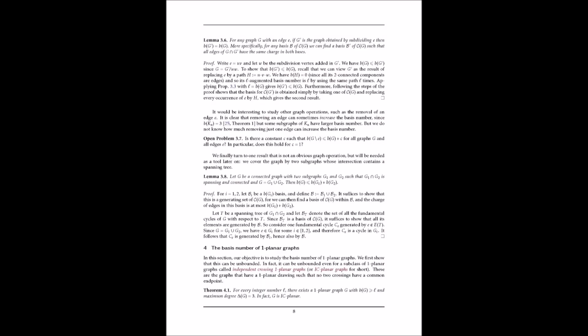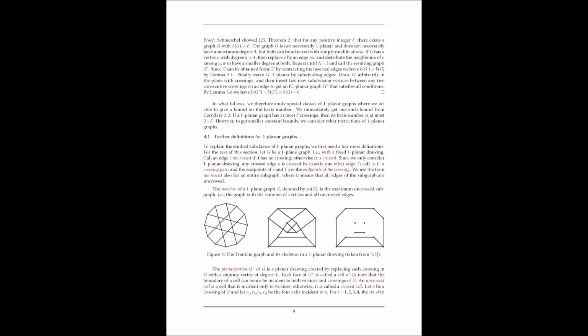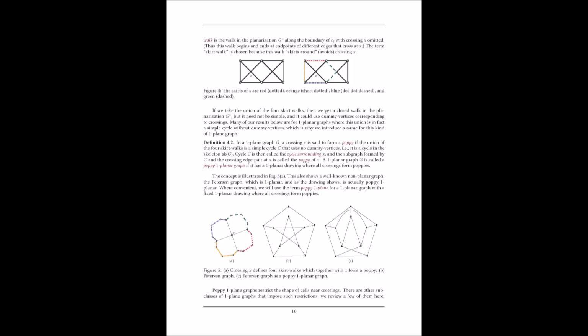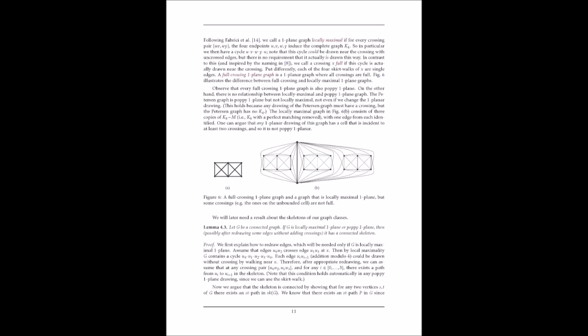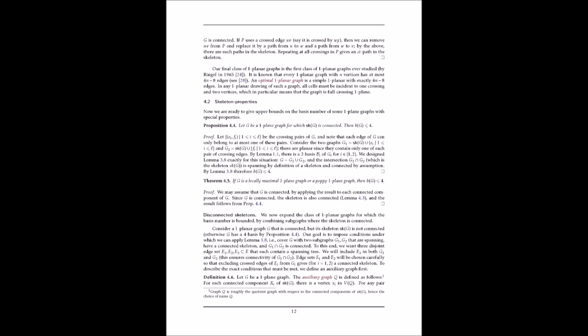Okay, so we've identified at least 2 families of one-planar graphs where the basis number is well-behaved. But I have a feeling the paper doesn't stop there, does it? You're right. The paper goes on to explore cases where the skeleton might not be connected. And in these cases, things get a bit trickier, but they still manage to find some interesting bounds on the basis number. So if the skeleton's not connected, we lose that nice guarantee of a basis number of at most 4. What do they do in those cases?